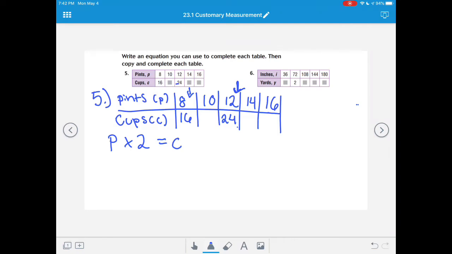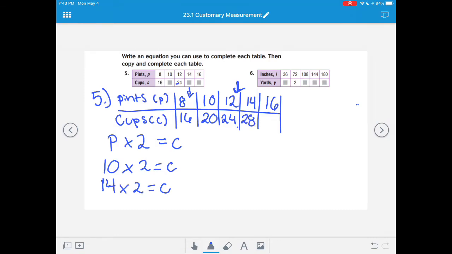So to find how many cups each of those equal, you can put the number that they tell you for pints into the equation. So instead of writing P, I'm going to write 10 times 2 equals C. And then I'm going to solve it. What's 10 times 2? 20. So I can write that in on the chart. Then I can use the equation again. Instead of P times 2, I'm going to write 14 times 2. What's 14 times 2? 28. So I can write that in the chart.